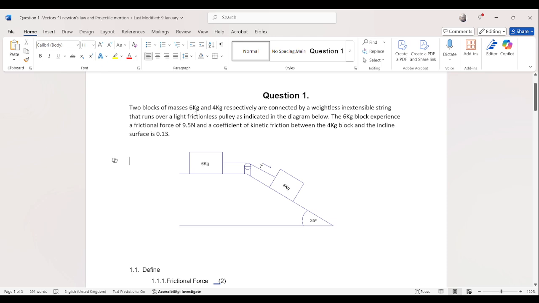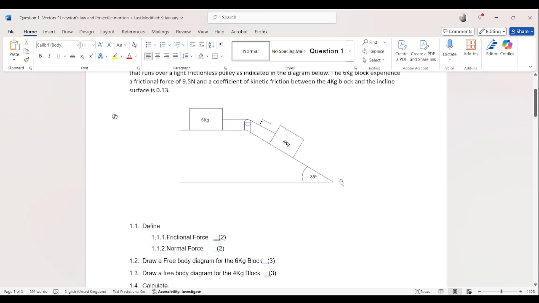Two blocks of a mass 6 kg and 4 kg respectively are connected by a weightless, inextensible string that runs over a light frictionless pulley, as indicated in the diagram below. The 6 kg block experiences a friction force of 9.5 and a coefficient of kinetic friction between the 4 kg block and the incline is 0.13. That's the information we are given.